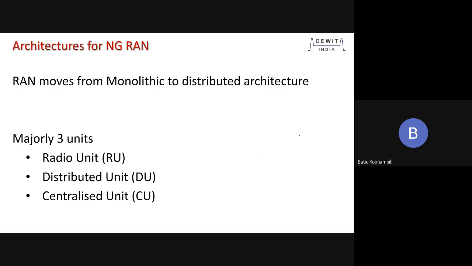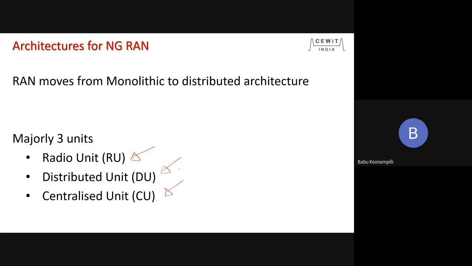In the 5G architecture for RAN, there are mainly three components. The radio unit is one, which I think all of you are familiar with, which is on top of the tower and transmits analog signals. Then there's a distributed unit, which, as the name implies, is distributed across, and there is a centralized unit. So there are three basic units in RAN. Now the question is, what is distributed, what is centralized? And that is a key question.